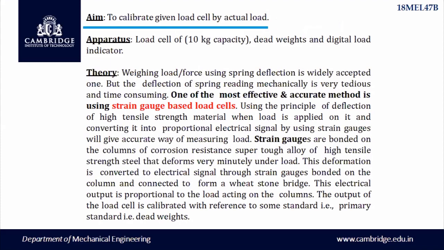The aim of the experiment is to calibrate the given load cell by actual load. The actual load in this experiment is the standard, and we are comparing this standard with the load cell. The load cell is the measuring instrument and the actual load is the standard. So you will compare them and check how much error is present in the given load cell. That is the aim of the experiment.